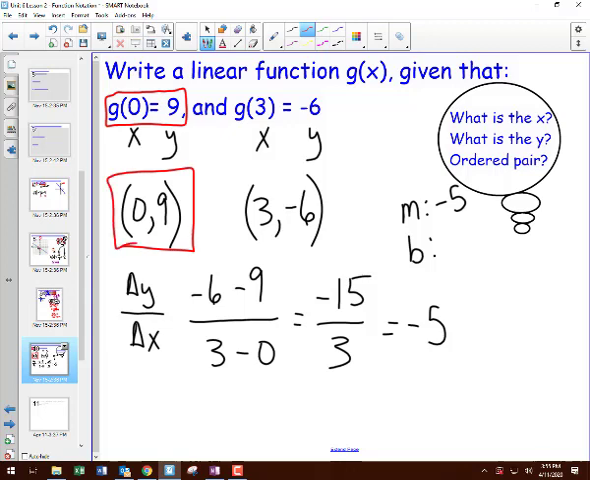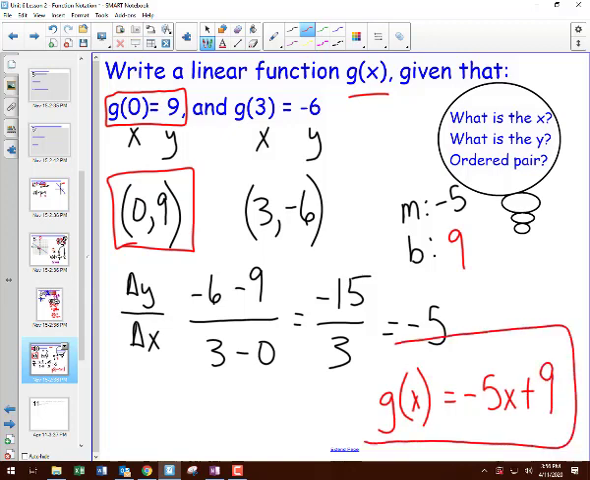So that tells me b is going to be, yep, you guessed it, 9. Now we have a slope and now we have a y-intercept. So my final answer, remember this is g of x, so g of x equals negative 5x plus 9. Everybody see how I plugged that in? This went down to here, that went to there.